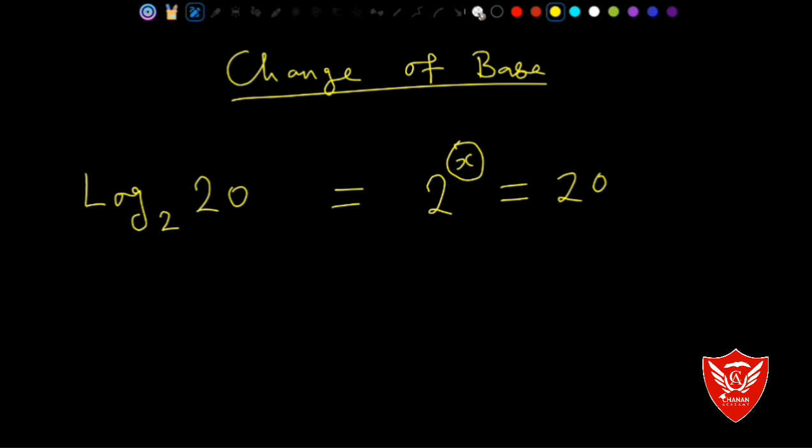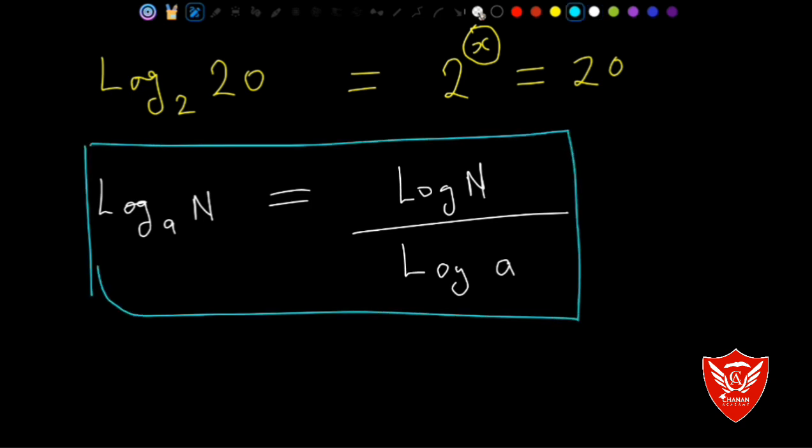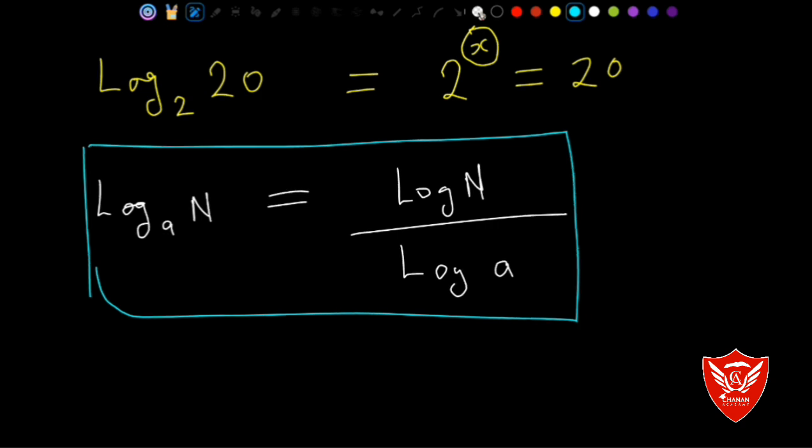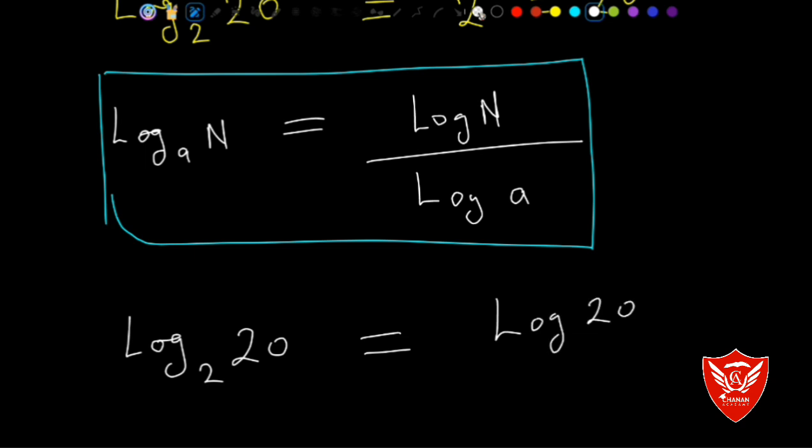So therefore, we have a formula which says the log of n base a can be equal to the log of n divided by the log of a. For this kind of log, you can use your calculator to solve and you will have the correct answer. So let's try to solve this log base 2 of 20. We are going to have log base 2 of 20, which is going to be log of 20 all over the log of 2.